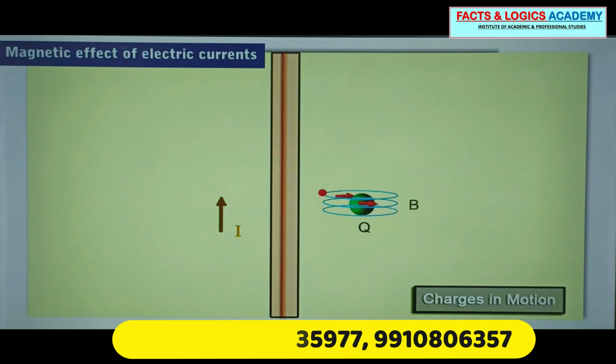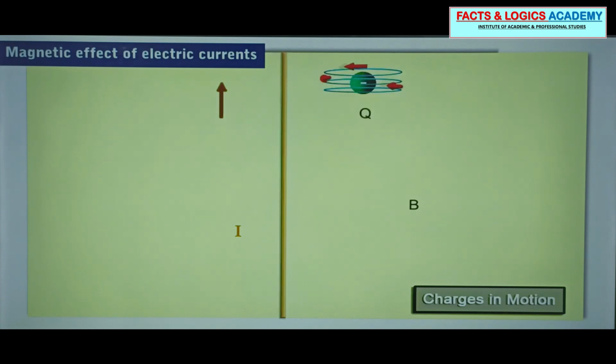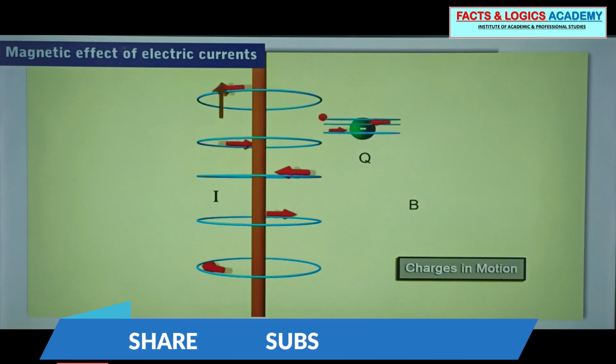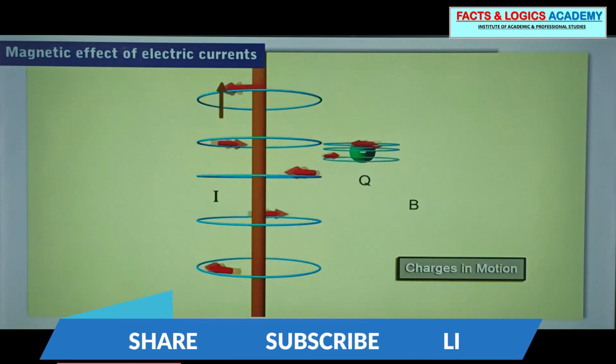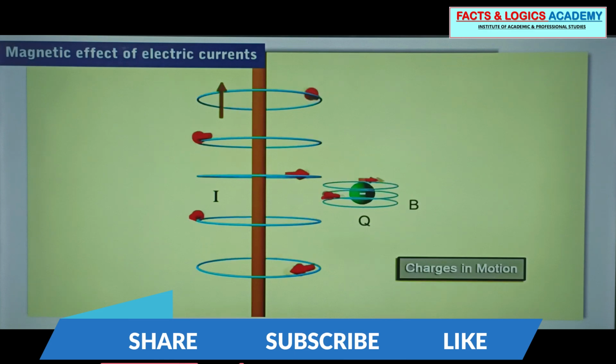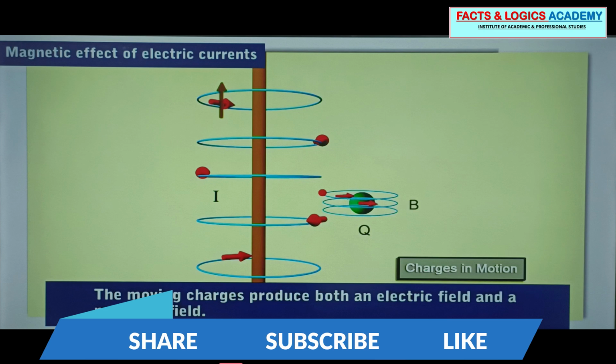The current in the wire is nothing but charges in motion. Thus, there is a magnetic field due to the current, and this magnetic field interacts with the magnetic field due to the moving charge q. The interaction between these two magnetic fields causes the charge q to deviate from its path. Thus, moving charges produce both an electric field and a magnetic field.